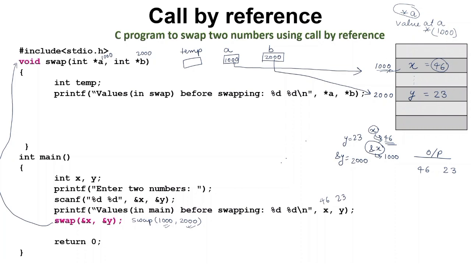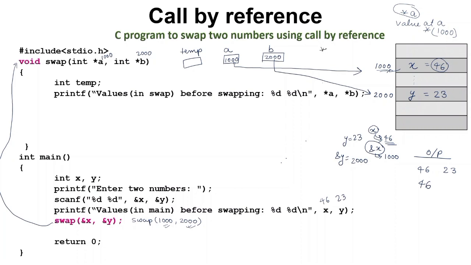So what is value at a? Value at a is your 46. So this star a you have calculated, it is 46. So what will be displayed on the screen? 46.